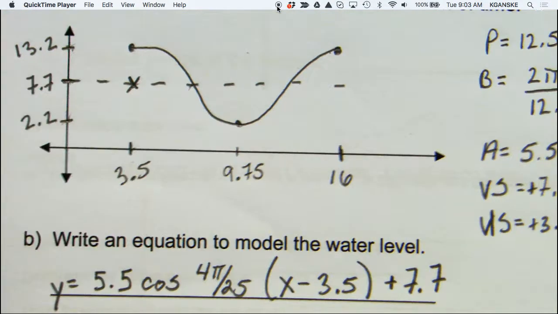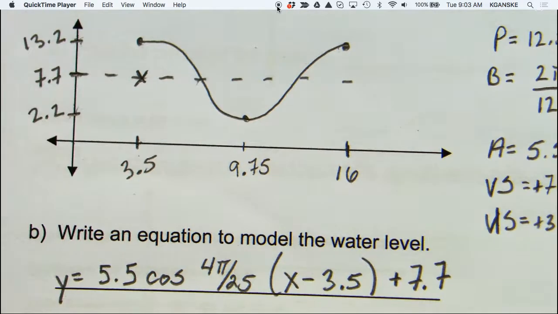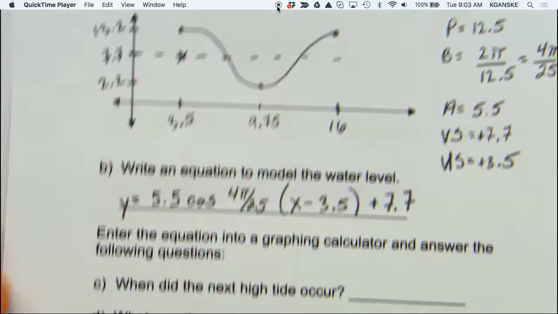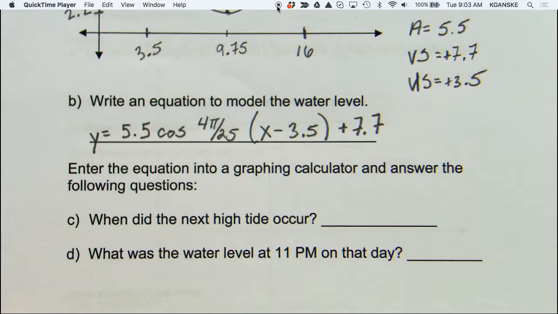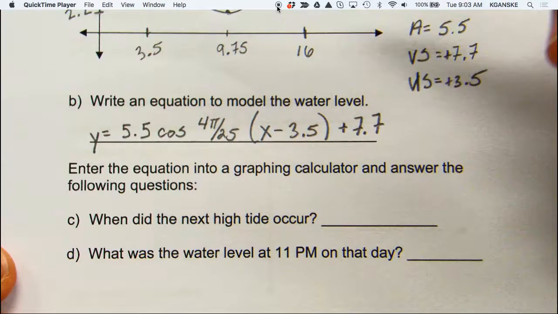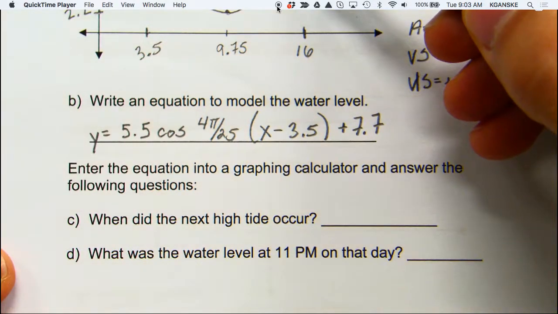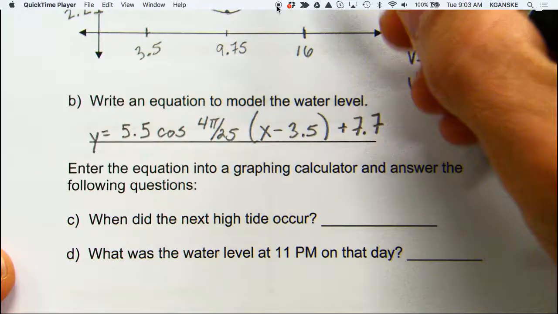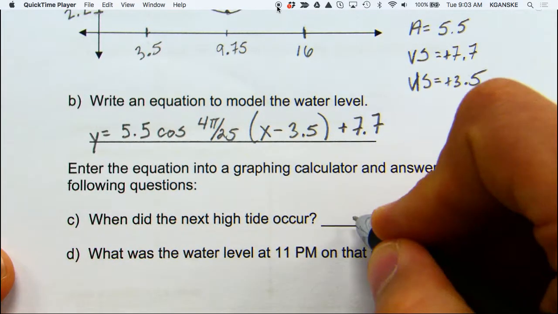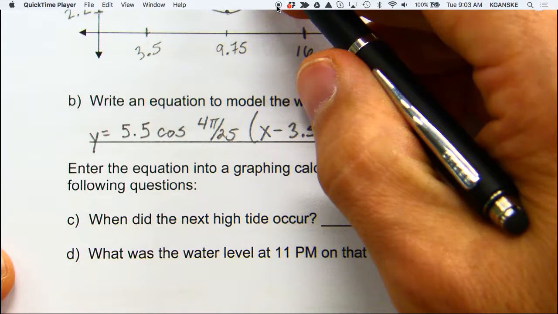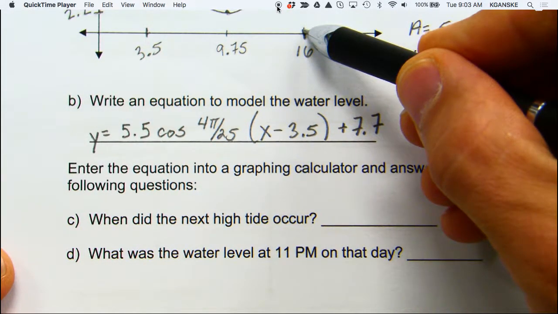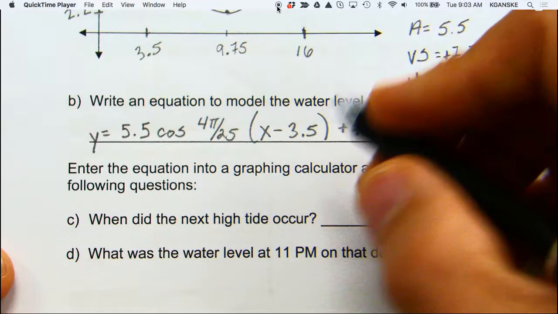All right. So what are the two questions they're asking us? When did the next high tide occur? Okay, I think they're asking about the next one or this one? So this was the first one. This was the next one. You can take that right off. So this is 3:30 a.m. What time does that make this? 4 p.m. This is 4 p.m.